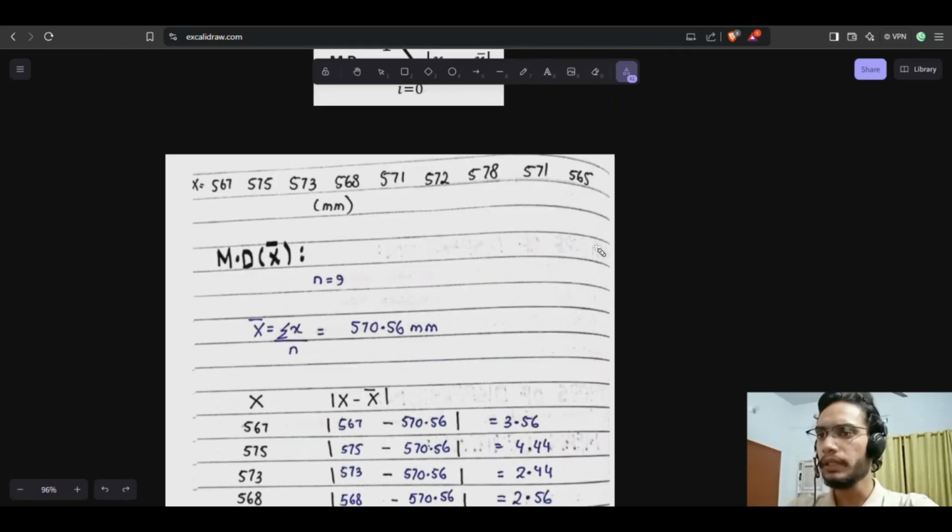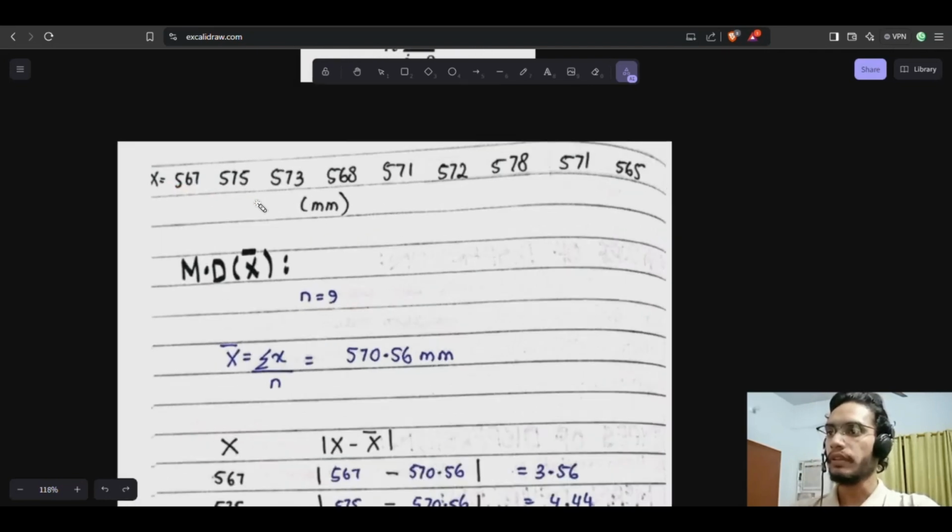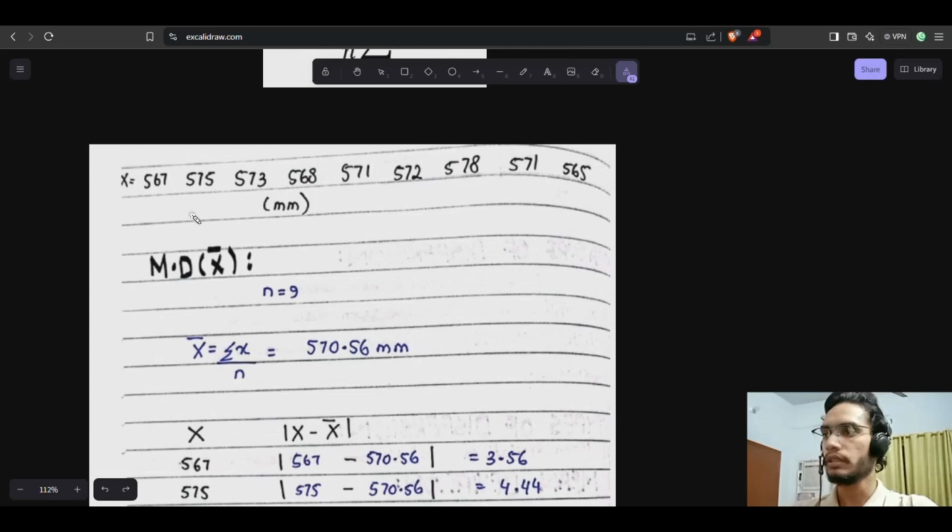Now I have this example. It is just handwritten, and I took a screenshot of it. Let's say we have the data 567, 575, 573, 568, 571, 572, 578, 571, and 565. These are the ungrouped data that you have. Now, how do you calculate the mean deviation in that data? First, you have to calculate how many terms there are. You can count 1, 2, 3, 4, 5, 6, 7, 8, and 9. There are 9 numbers, so the total number of terms is 9.